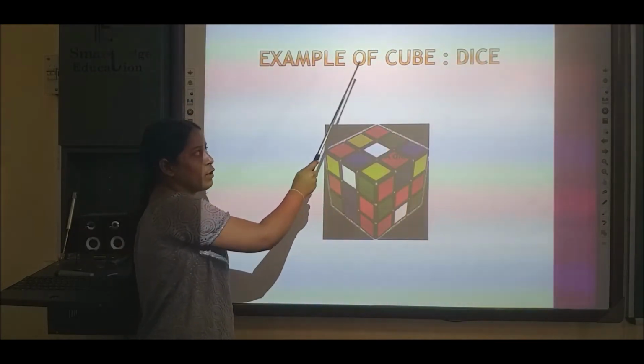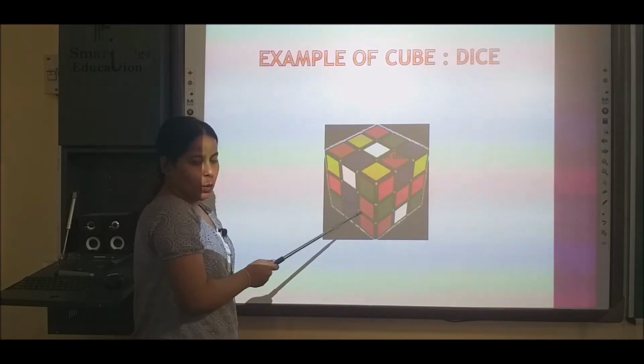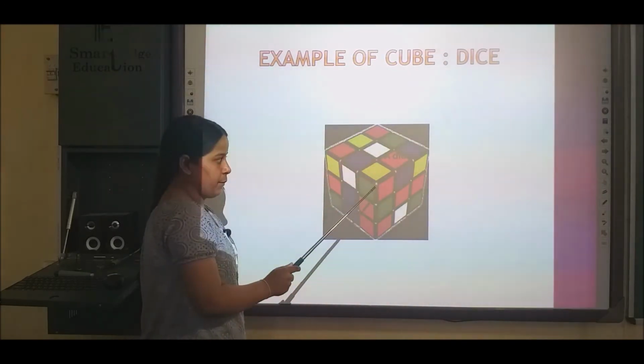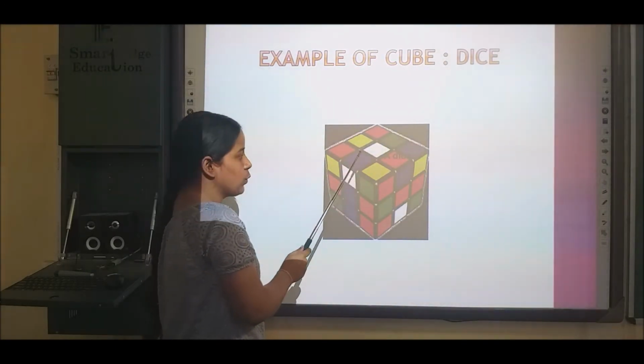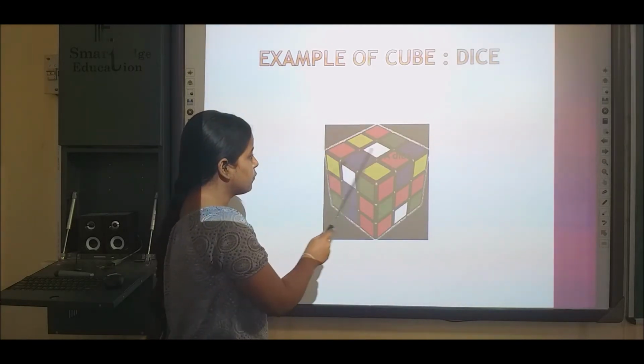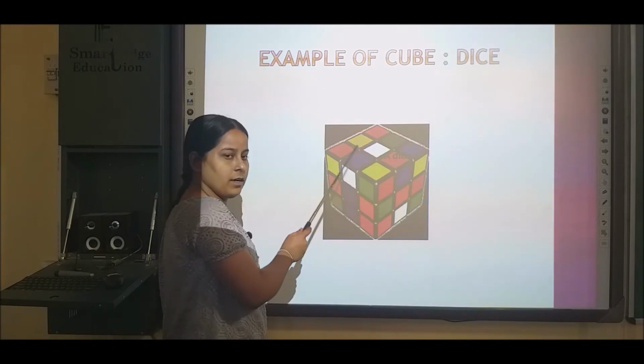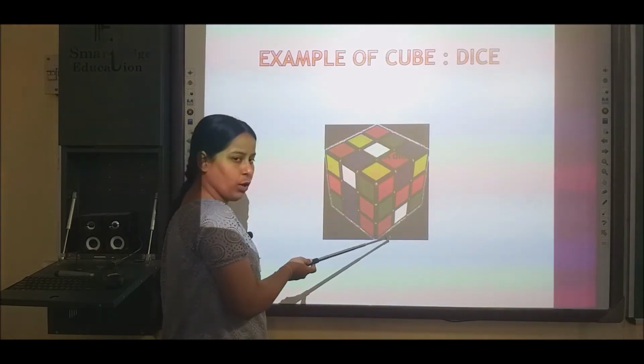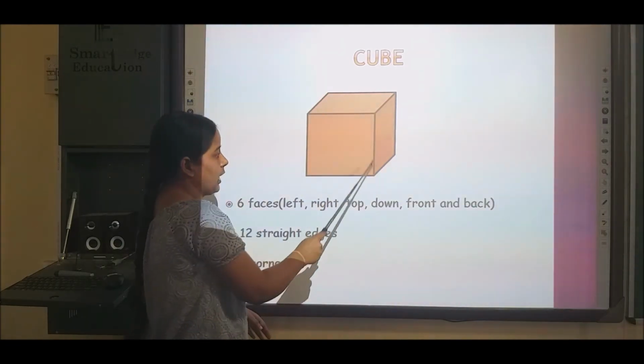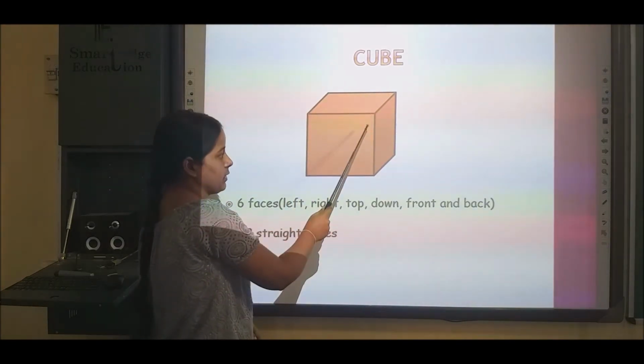An example of a cube is a Ludo dice. Ludo dice is in the cube shape. This shape has 12 edges and 6 faces: front, back, left, right, top and bottom side. In this we see that all lines have the same length.